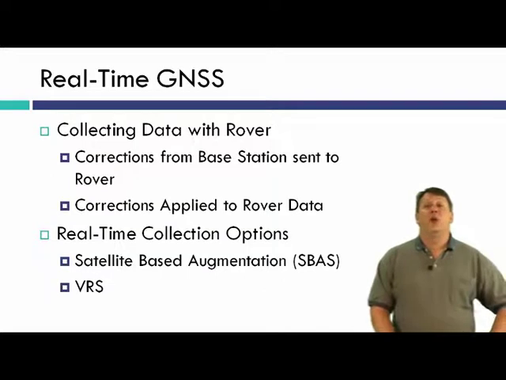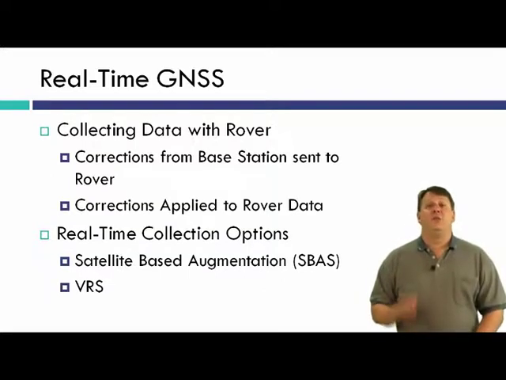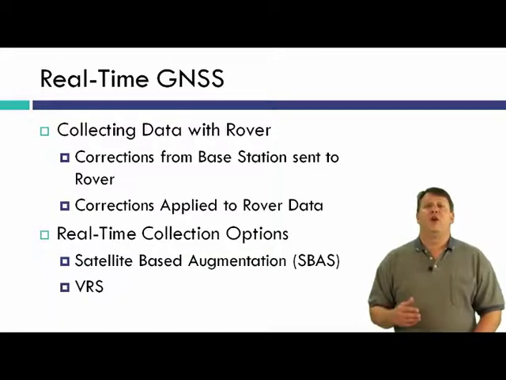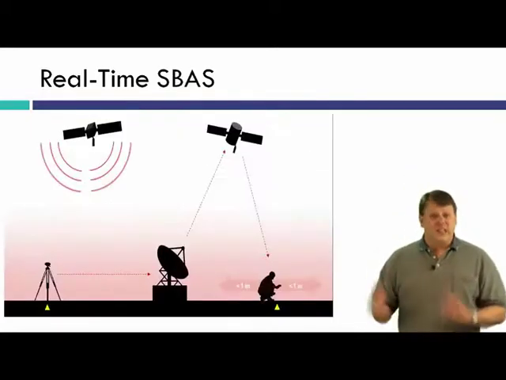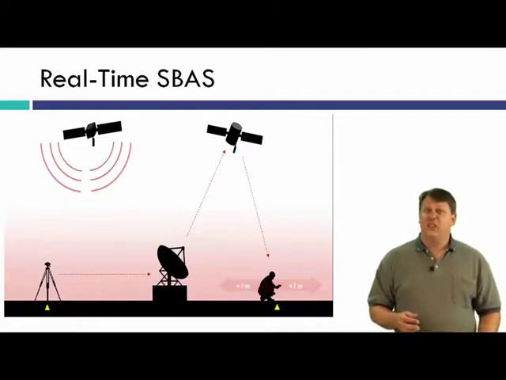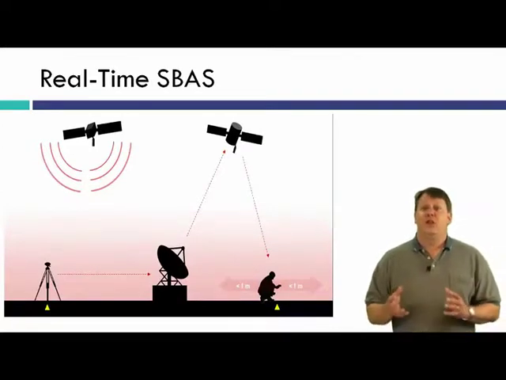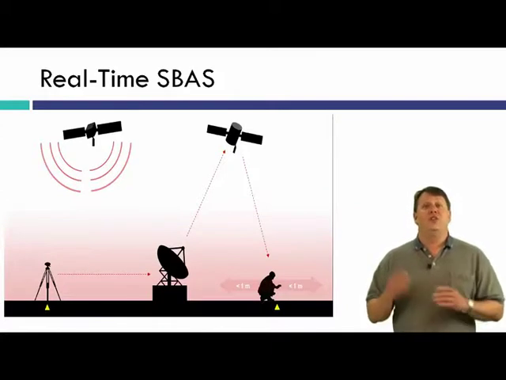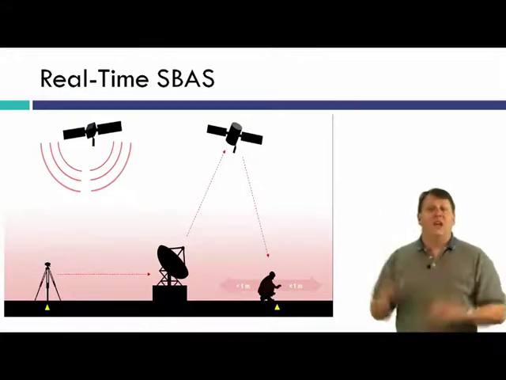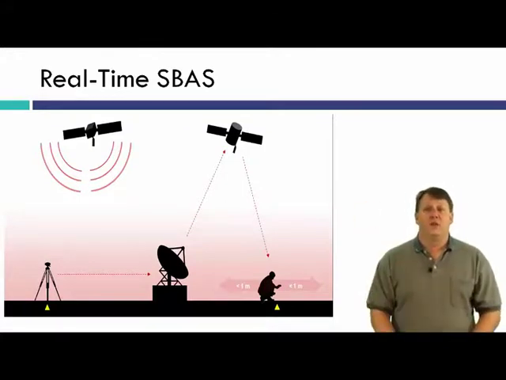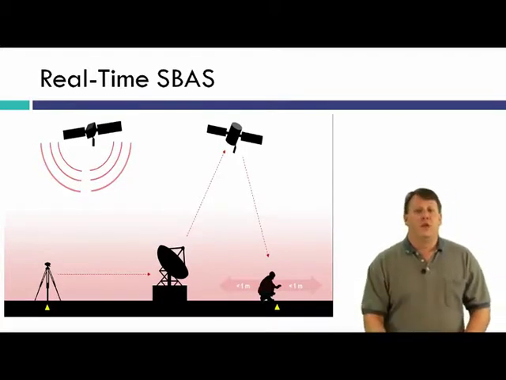There are two popular real-time methods that are available to us, which include satellite-based augmentation systems, or SBAS, and a VRS, or virtual reference station network. How does SBAS, or satellite-based augmentation systems, work? Our base station corrections are computed and then uploaded to geostationary satellites. A geostationary satellite is in a fixed location and it rotates with us as the Earth rotates. The corrections are then broadcast down from the satellite to us at the rover.